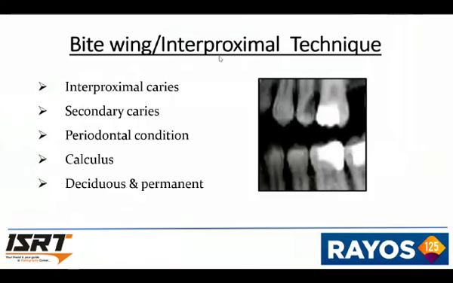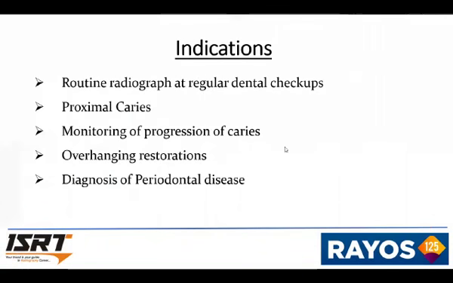So the last one is called the bite wing or interproximal technique. The indication is that interproximal caries can be well visualized. You can see the interproximal caries and the secondary caries, and the periodontal condition can be visualized. If there is any calculus in the periodontal area, it can be seen, and you can see whether the tooth is deciduous or permanent.